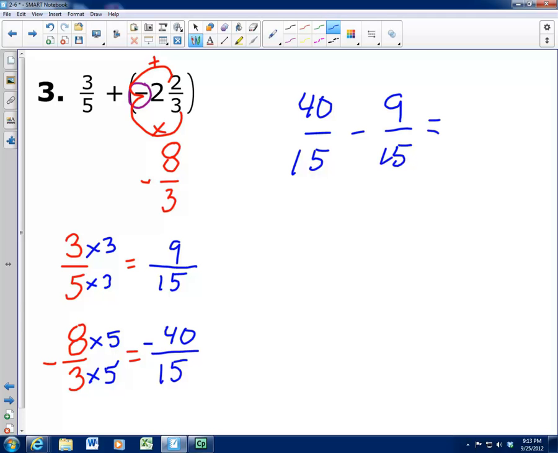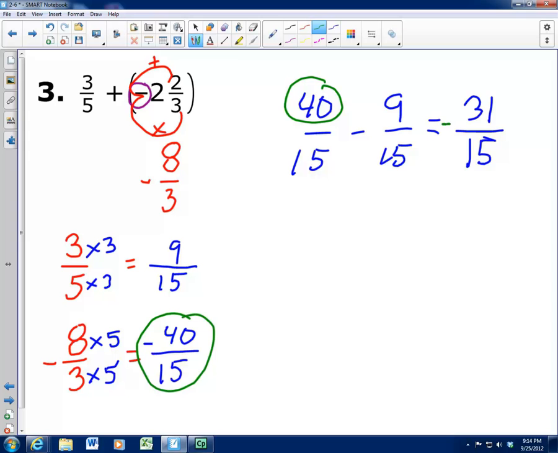Okay. Now we should remember by now that the denominator stays the same. So my denominator is going to be 15. And now I subtract. 40 minus 9 is going to be 31. Now I need to come back over here and look and see which one of these is bigger. Well, which one is bigger, 40 or 9? Well, obviously 40 is bigger. And if we look, 40 over 15 was actually my negative. Since that one is larger, that means my answer also has to be negative. So I know it's going to be negative 31 over 15.